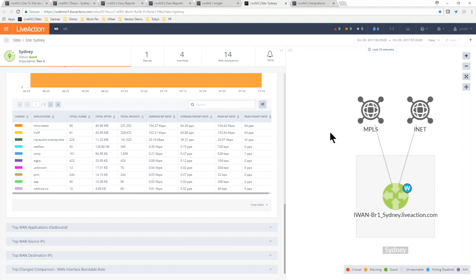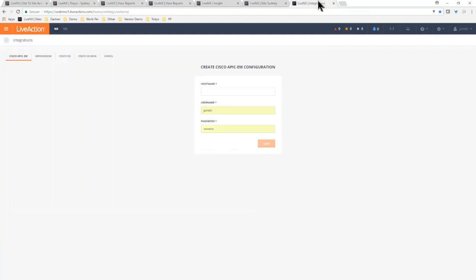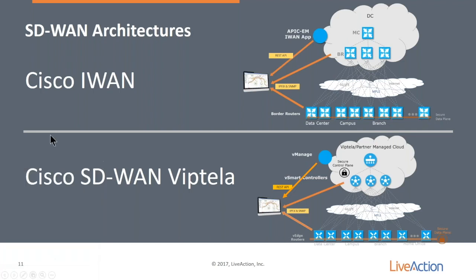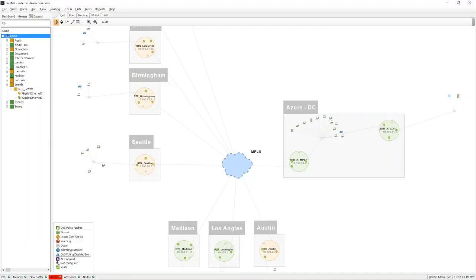Got it. Okay. Last piece I'll show you is the various integrations: APIC-EM, ServiceNow, ISE, SD-WAN. It's very important for us to talk to the controllers to get a lot of this information, so we keep adding more and more. And then I'm going to switch over to the more in-depth application here. Let me just switch over to that real quick. This is our application for deeper troubleshooting and understanding.